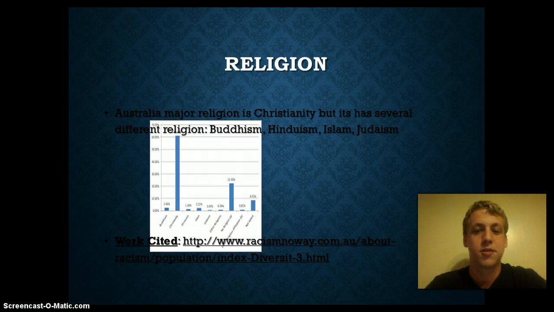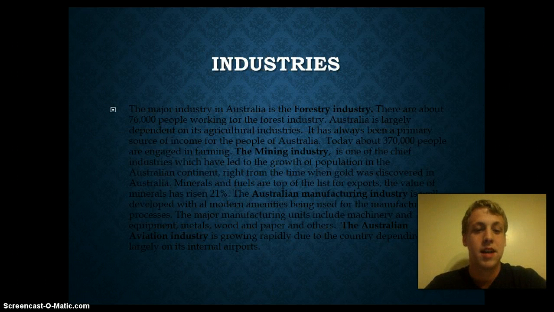Australia's major religion is Christianity, but it has several different religions: Buddhism, Hinduism, Islam, and Judaism. The major industry in Australia is the forest industry. There are about 76,000 people working for the forest industry. Australia is largely dependent on its agricultural industries. It has always been a primary source of income for the people of Australia. Today, about 370,000 people are engaged in farming.